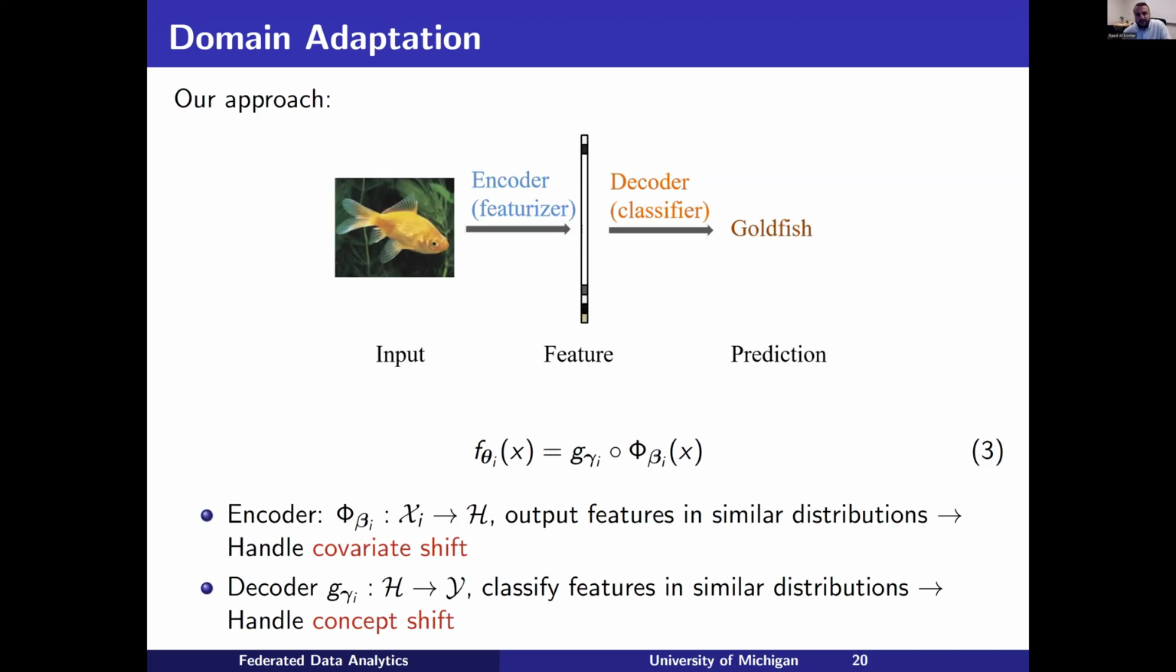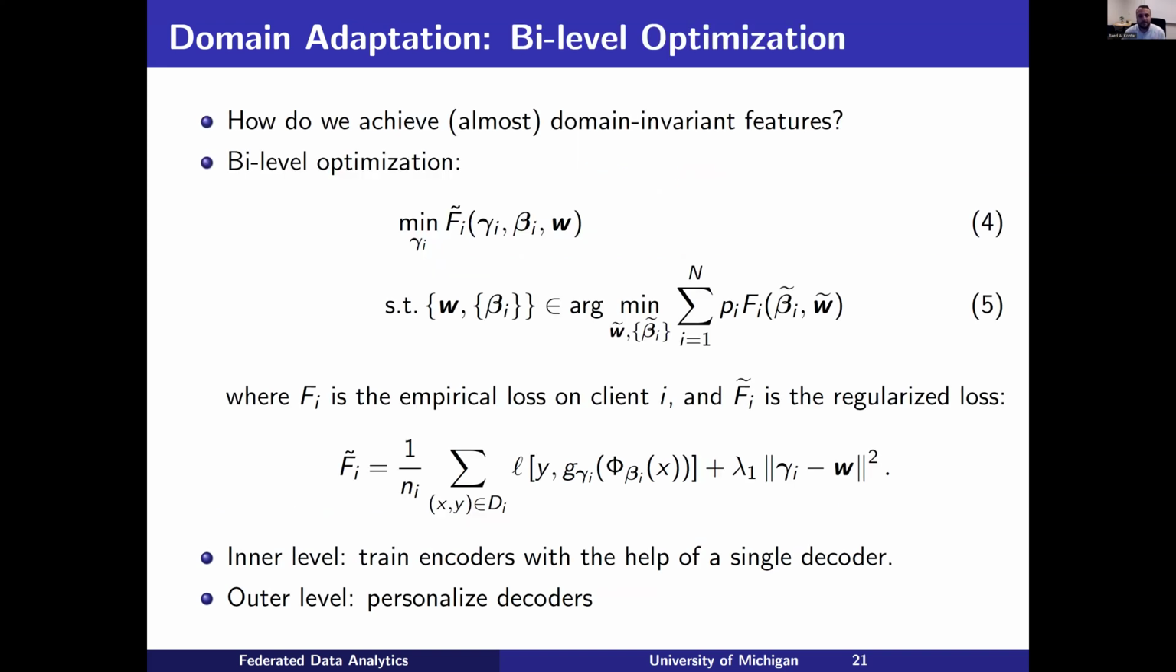But one cannot just simply say, okay, let me use this model and minimize the average risk over all the clients, optimizing over gamma and beta. How can you guarantee, or how can you encourage, your model to have domain invariant features? Because without domain invariant features, you cannot learn well under heterogeneity. So our trick to solve this problem is using bi-level optimization.